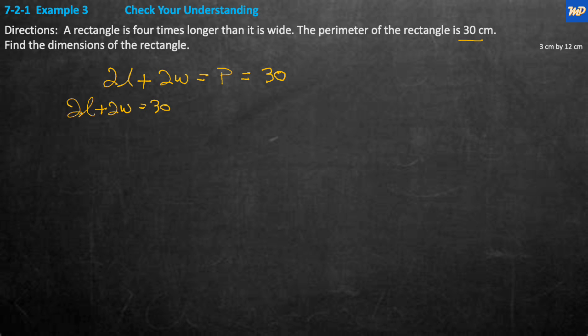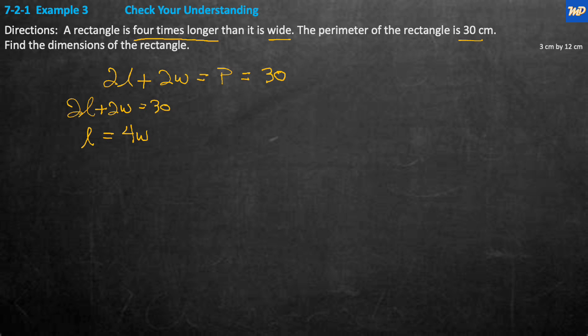What's another equation we know? Well, the other information they gave us was the rectangle is 4 times longer than it is wide. So that automatically is L. L is 4 times longer than what? So L is 4 times the W, right? So L is equal to 4W. So now we have an L, we already have a 4W, so we can start substituting.